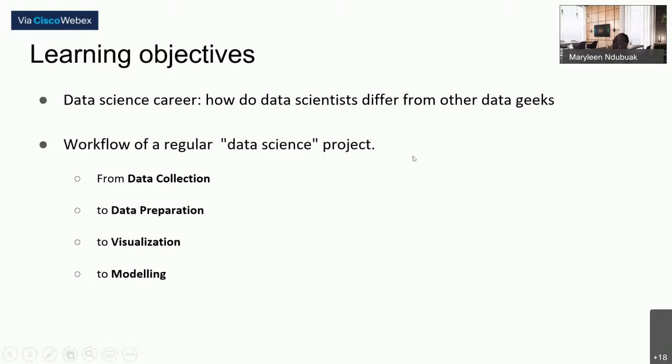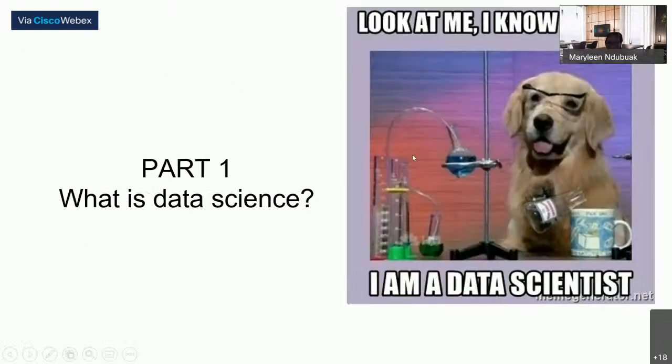Okay, so I split it into three parts. Part one is, what is data science? And this dog right here says, look at me, I know Python, I'm a data scientist. So who is a data scientist? What do they need to know? Is it just, okay, I know Python, I know R, I know how to program, and then I'm a data scientist? Let's look into that.